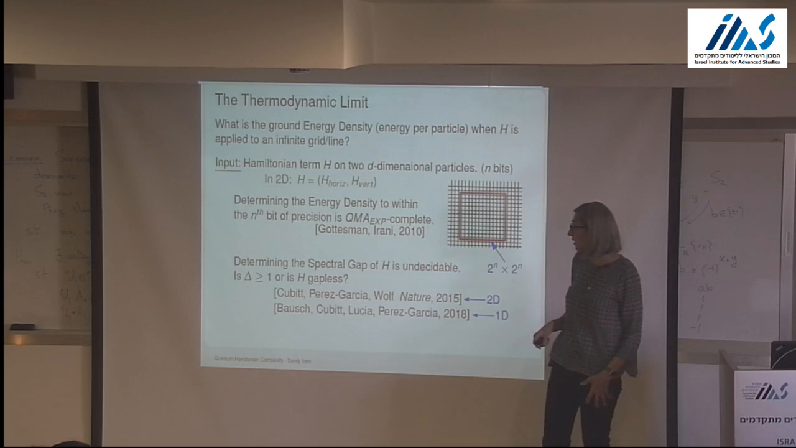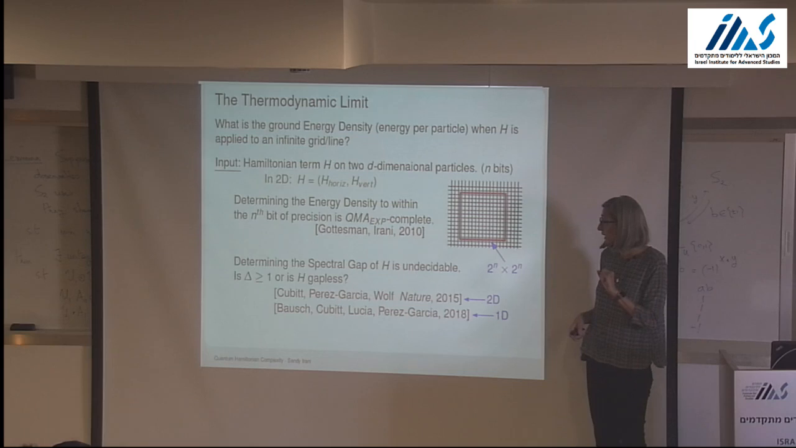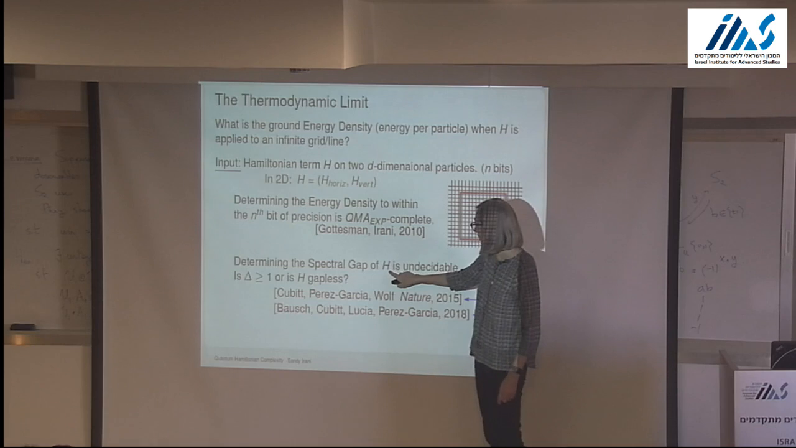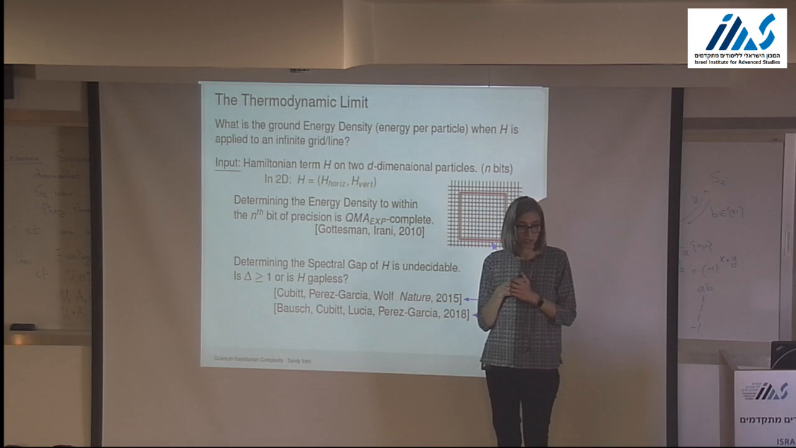They proved that if I give you a Hamiltonian term, determining the spectral gap, so determining whether the Hamiltonian has a constant size gap or has a continuous spectrum, is actually undecidable. Okay, so here H, this two-particle term, is the input to your problem. I give it to you and I say, if you were to apply this H over the infinite grid, tell me, is the Hamiltonian gapped or not? And that's an undecidable question.